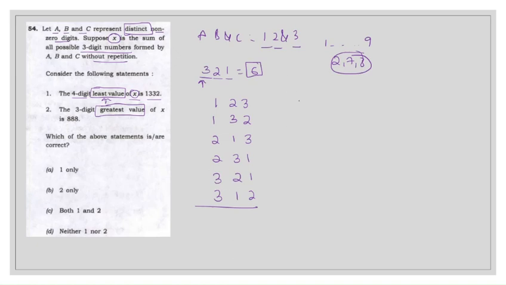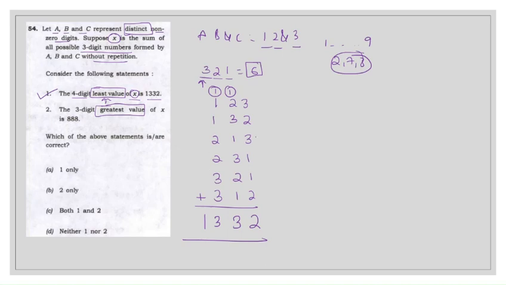Then after adding these, first if we add 3, 2, 3, 1, 1 and 2, what we'll get is 12. So 1 will be carry here, then again we'll have 12 and then 13. So after adding, again we'll have a carry here, then again 12 plus 1 will be 13. So the sum that we are getting here is 1332, which means that the first statement is correct. The 4-digit least value of x is 1332.